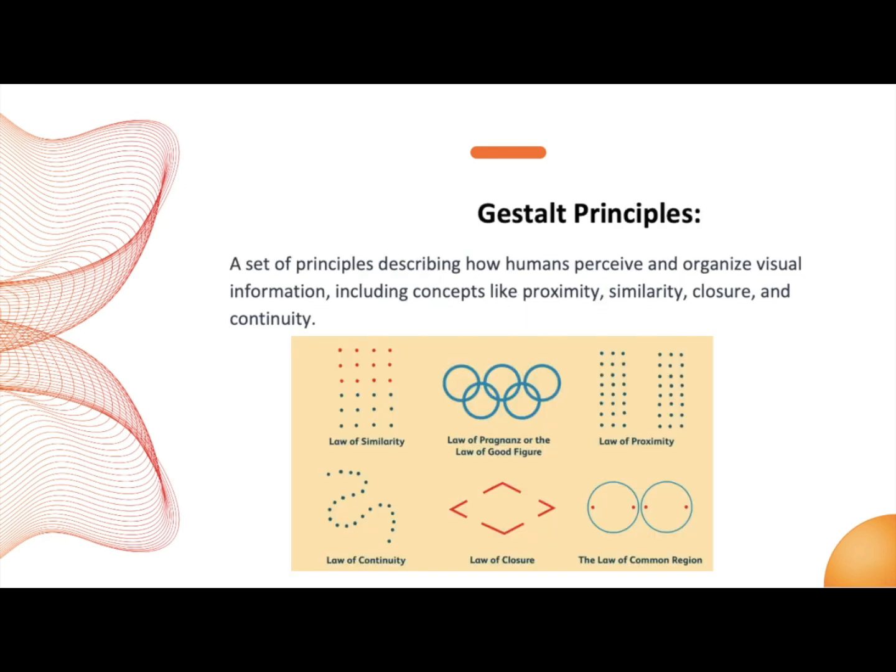Gestalt principles. Gestalt principles are also a most important one. This is not just a single theory. This is a collection of different principles, theories, and laws. As I mentioned, these are just models, and theories are a bigger package of all the laws consolidated together. This is a set of principles described by Gestalt. There was a person named Gestalt, and he tried to explain how humans perceive and organize visual information, including concepts like proximity, similarity, closure, and continuity. I'll just go with one or two here.